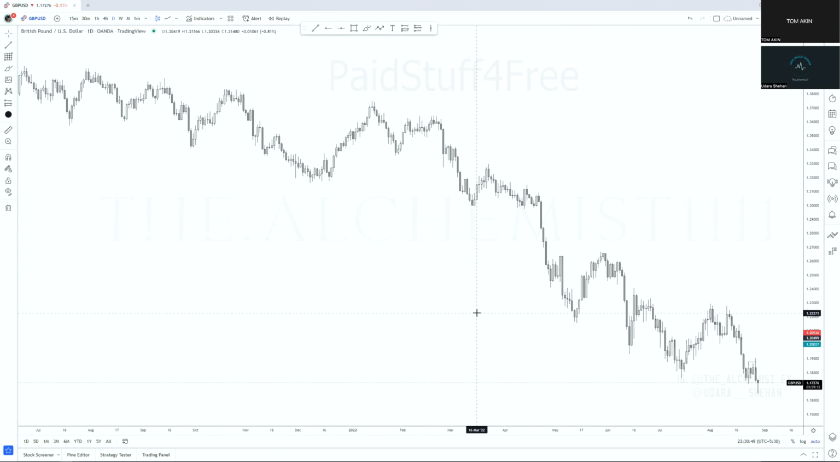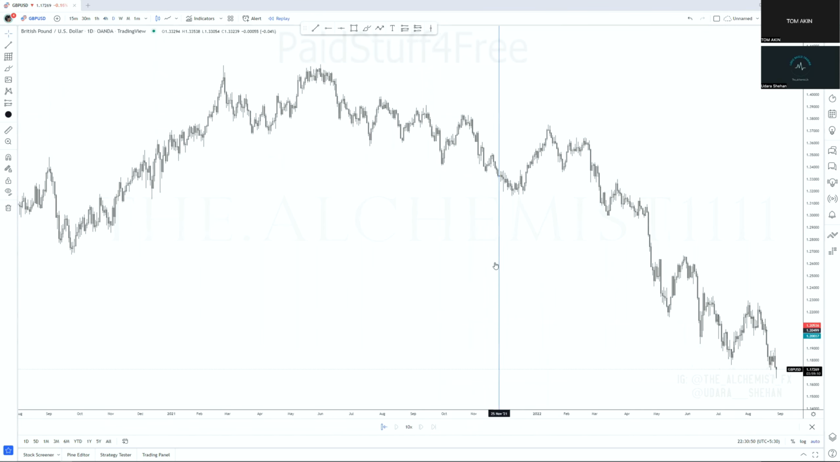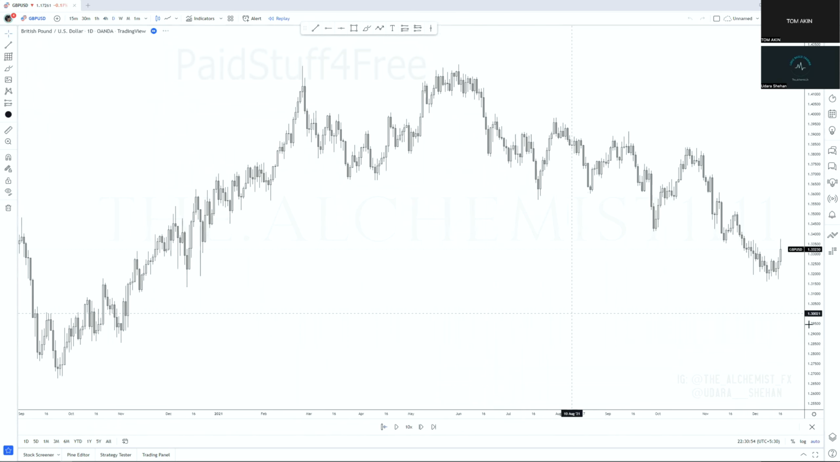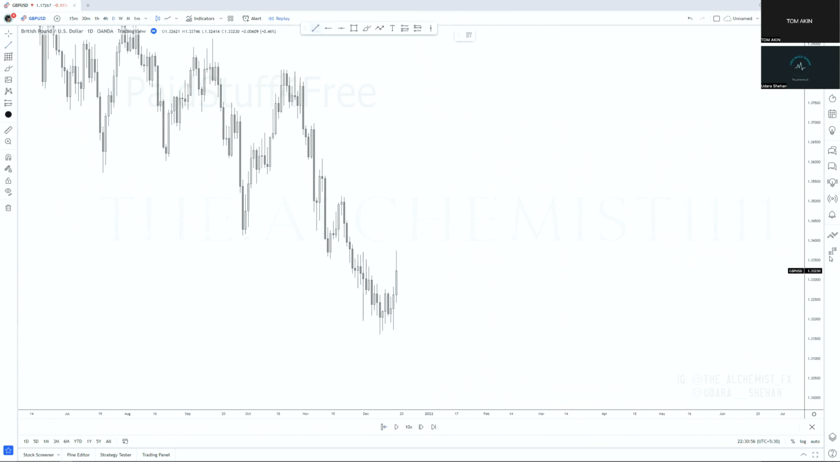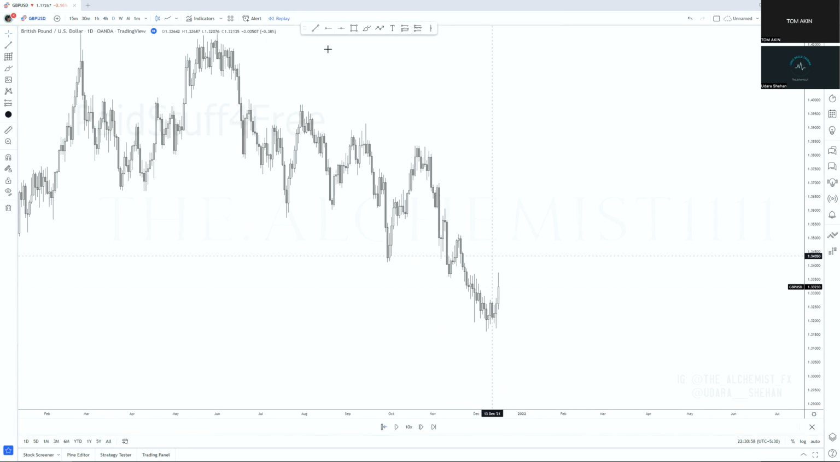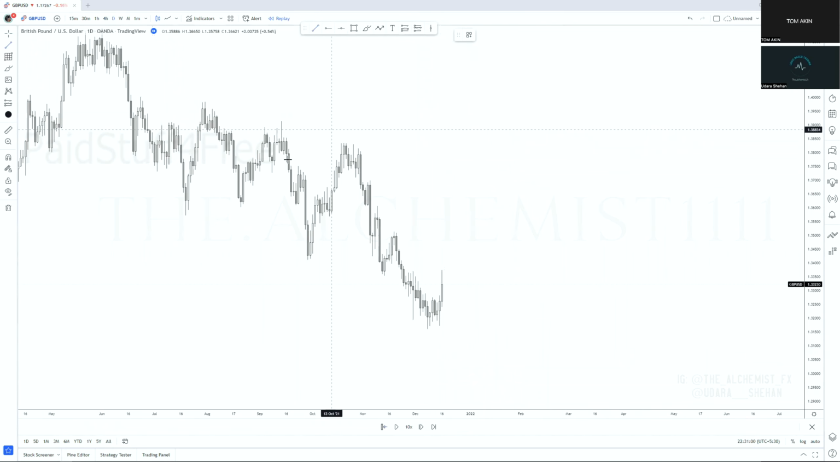Let's see some more. Look at this one. See, same exact setup, but on a daily time frame. Okay, look at this one. Major break of structure. What is that? Bearish. Can you see how they're breaking down? All these breaks are to the downside.